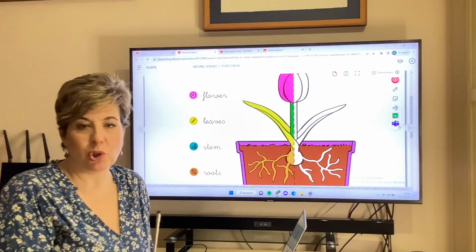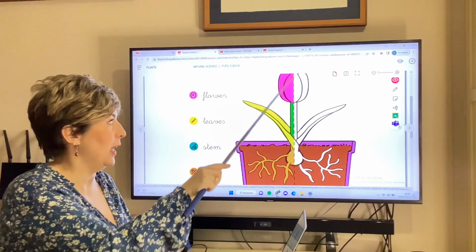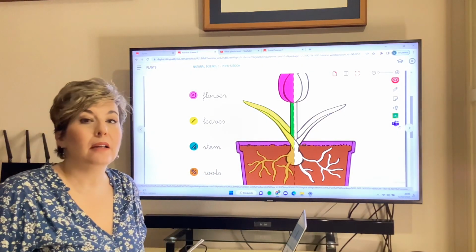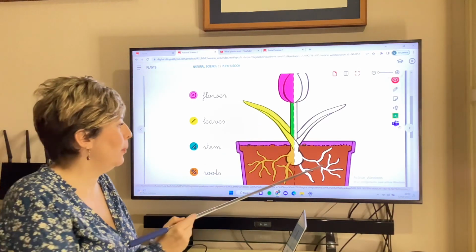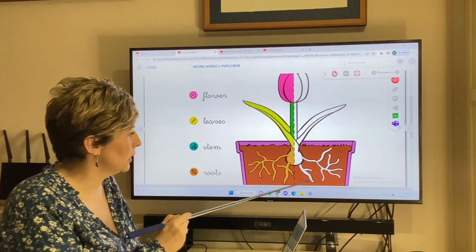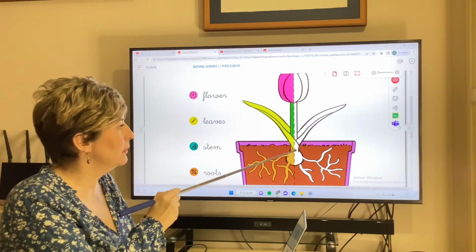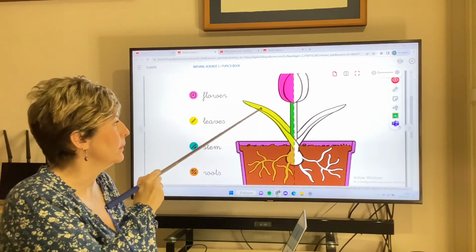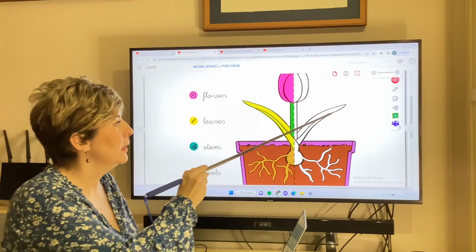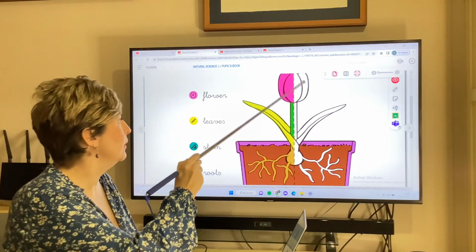Look at this picture. In this picture, we have a plant with a flower. And we are going to talk about the different parts of the plant. A plant has roots, a stem, leaves, and sometimes it has a flower.